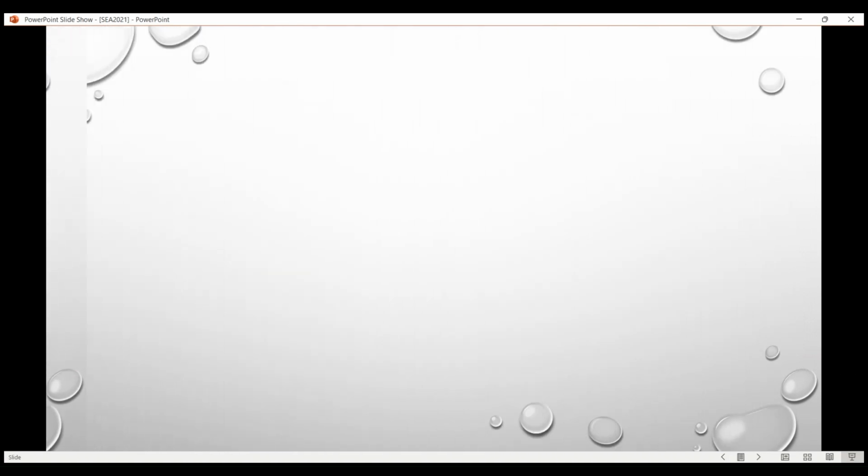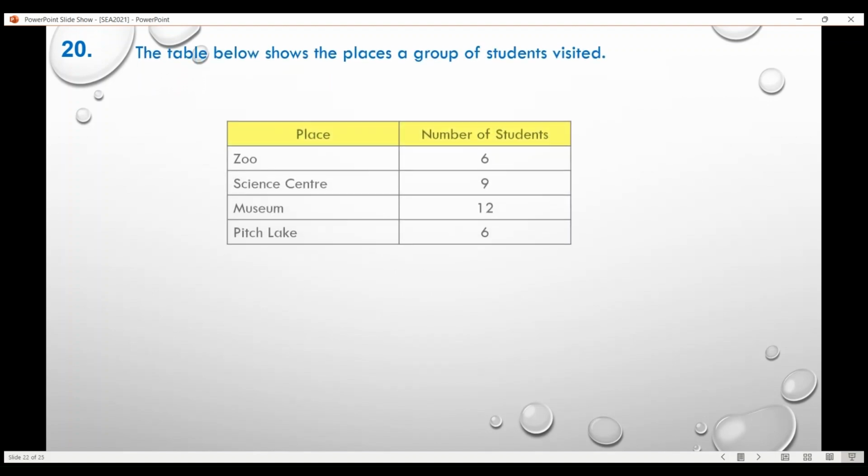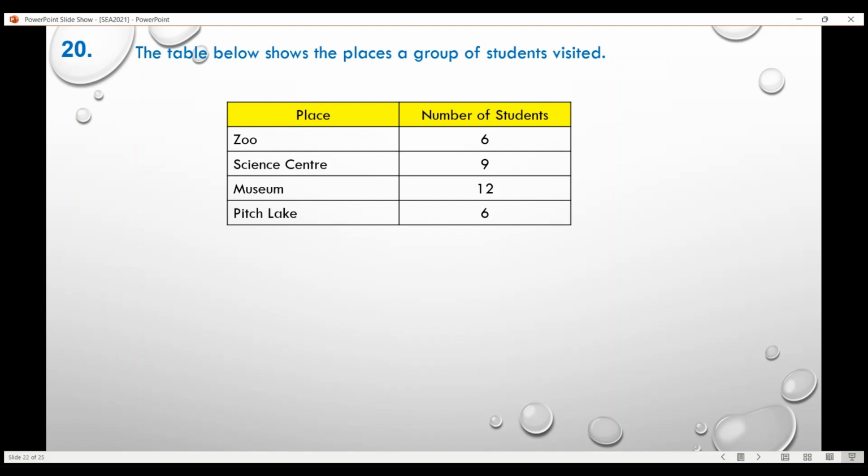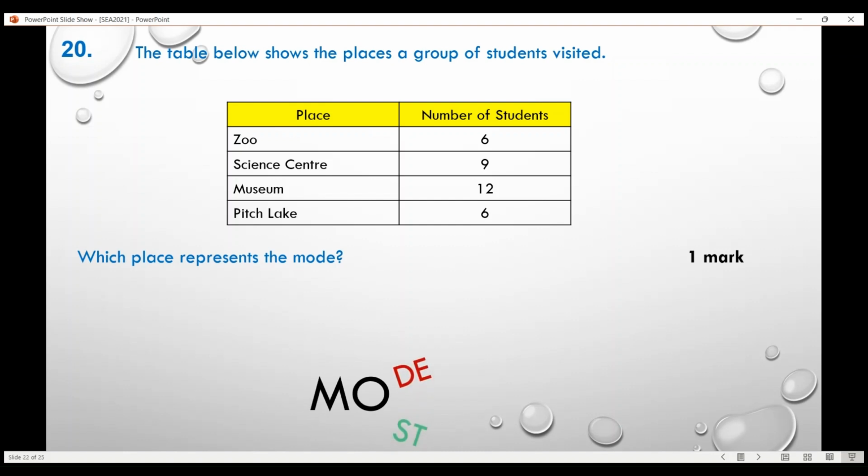And for the final question now, in section 1, number 20. The table below shows the places a group of students visited. So 6 students went to the zoo, 9 students went to the Science Center, 12 students visited the museum, and 6 students visited the beach lake. Which place represents the mode? Now, one of the things which students get confused with, they remember that mode means most. So many times when students watch this, they look for which number is the most, which in this case is obviously 12, right?